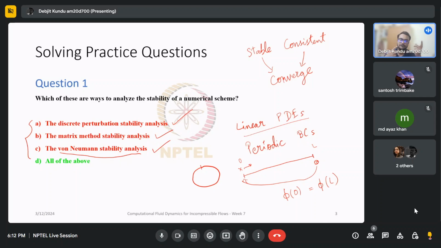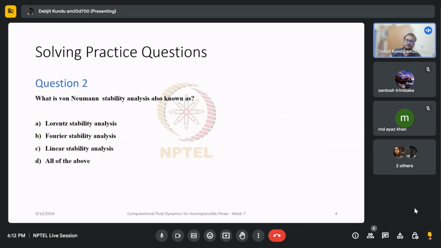If you remember in one of the earlier lectures, there was a wave equation which was solved with such a boundary condition. Whatever wave was going out of x equal to L, that same thing was coming back at x equal to 0. That sort of a thing. Okay, any other questions? Okay, if there are no questions, we'll move on to question number 2 now.